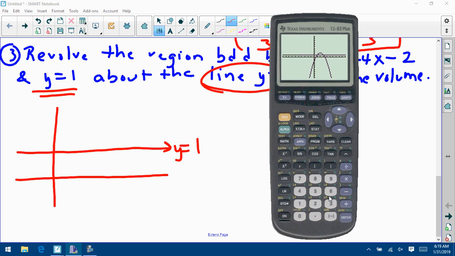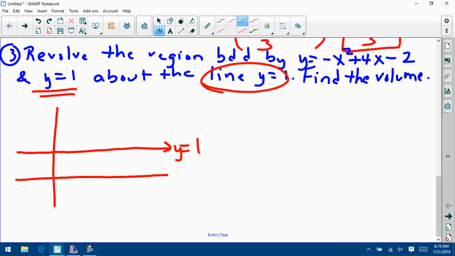Okay, so it's going to look something like this. So that's definitely the region I'm going to be revolving. So if I'm revolving about the line y equals 1, there's my representative rectangle. And revolving it about that is going to make an opposite symmetrical piece, like always.